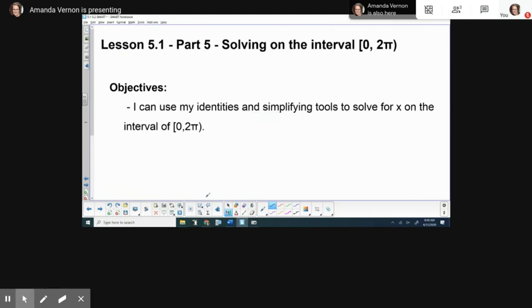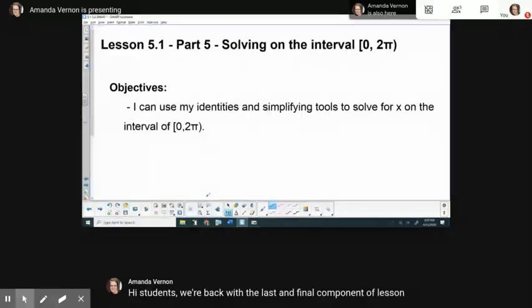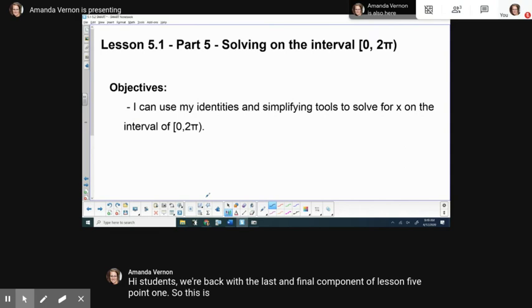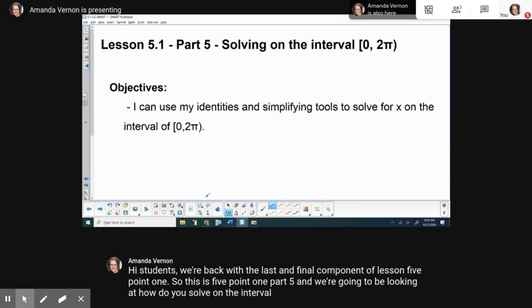Hi, students. We're back with the last and final component of lesson 5.1. So this is 5.1 part 5, and we're going to be looking at how do you solve on the interval of 0 to 2 pi using the unit circle.